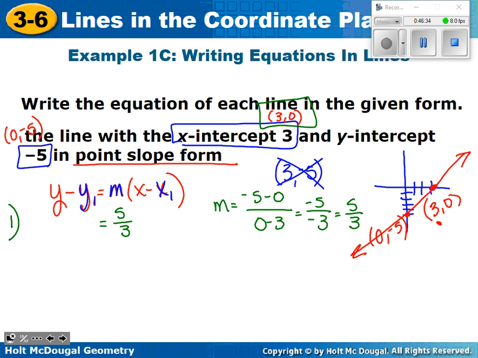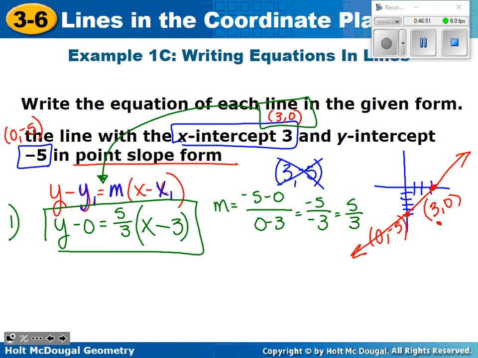What's going to go in for y1? 0. So we would have y minus 0 equals 5/3 parentheses x minus what? 3. That's if I use the 3, 0 point and plug it in. This would be my answer. Or you could use the other coordinate. So I'm going to use the 0, -5 and write another equation. They both would be acceptable answers and you only need one of them.